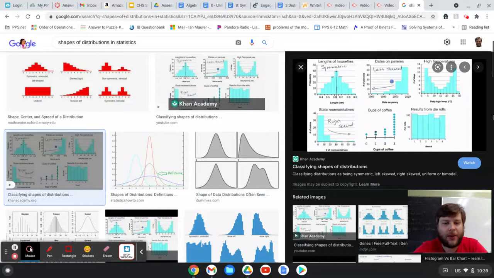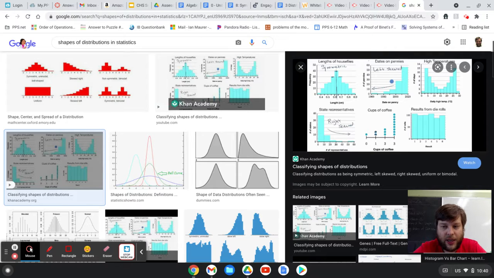So a couple people asked about different shapes of distributions. I just Googled shapes of distributions and statistics, and I found this Khan Academy resource. We are only really focusing on symmetric, left skewed, and right skewed. You can see when you look on Google, there are more than that out there. But in Algebra 1, 2, we're just focusing on symmetric, left skewed, and right skewed.